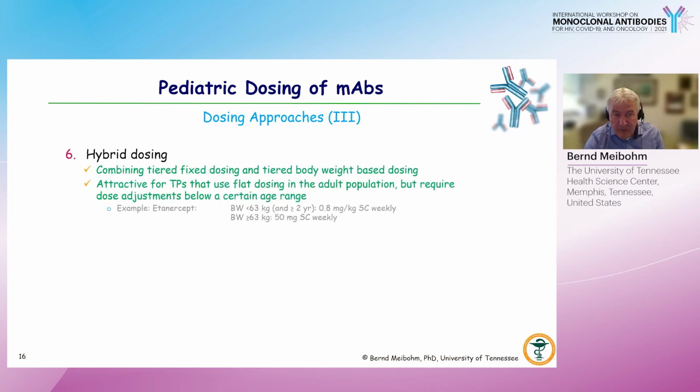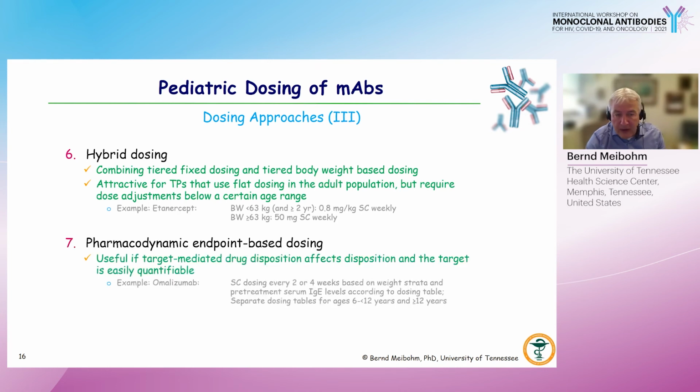An additional approach that has been used is a hybrid, a mixture basically between flat fixed dosing for older children or adults, and then body weight adjusted dosing for the younger ones, as shown for etanercept. And finally, pharmacodynamic endpoint-based dosing if the pharmacodynamic endpoint is easily accessible, as it has been used for omalizumab, where IgE levels are measured, and based on the pretreatment serum IgE levels, a dosing table is used to adjust pediatric dosing.